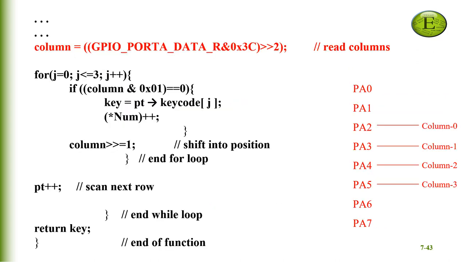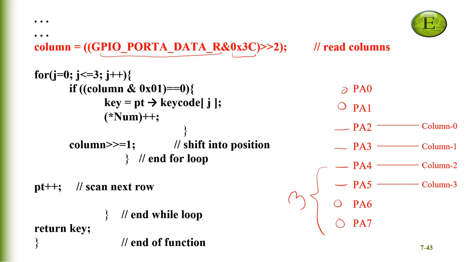Once the row signal has been activated and we have waited for some time for the signal to reach one of the column wires, assuming some key was pressed, we are now ready to read the column information. This is an important thing to understand in the context of this program. We're going to read the GPIO port A data register and take a bitwise AND with hex 3C. So what is hex 3C? Well, this is 0011 1100. So this is 3 and this is C. So hex 3C.